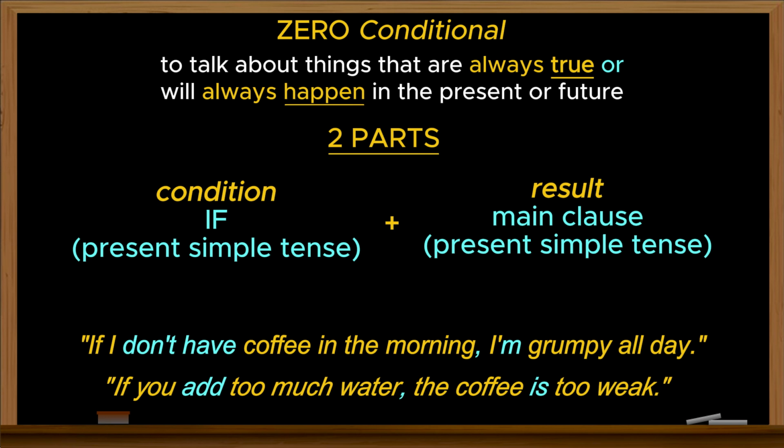So, to sum up, the zero conditional is used to talk about things that are always true or will always happen in the present or future. There's no other option. It is very useful for teaching and explaining cause and effect in everyday life.